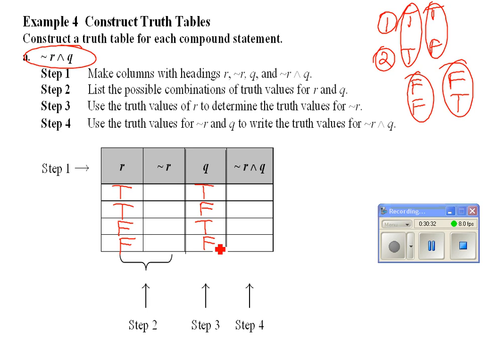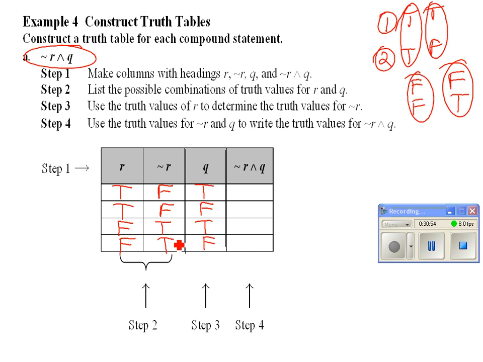Now, for not R, that's what the tilde means, not R. If we said R was true, then right here in this box, not R would have to be what? False. Same thing for this true, it has to be false there. True, true. These two down here, true and true.